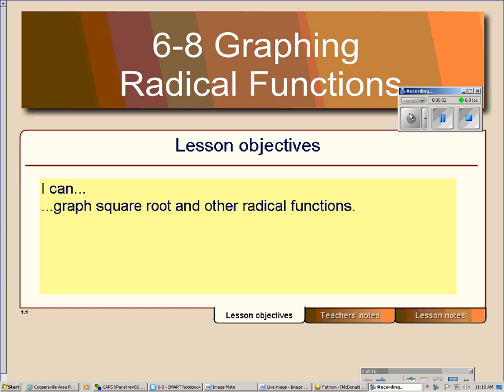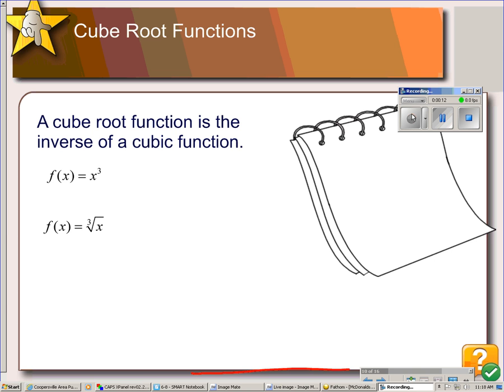This is 6-8, part 2. We're continuing to graph radical functions. In particular, we're going to focus on how to graph the cube root function. So the cube root function is the inverse to the cube function.